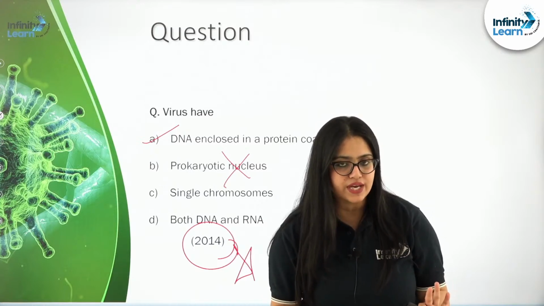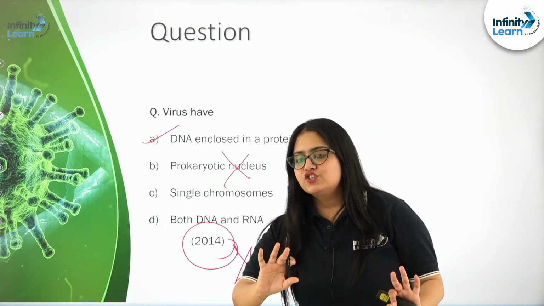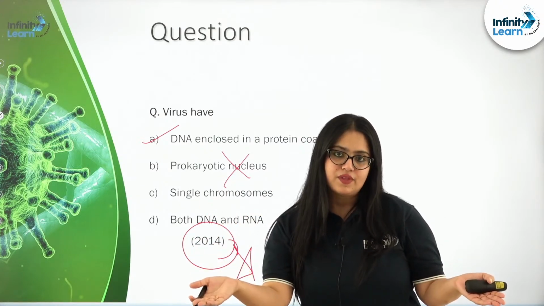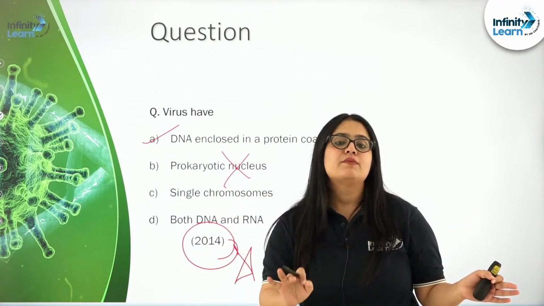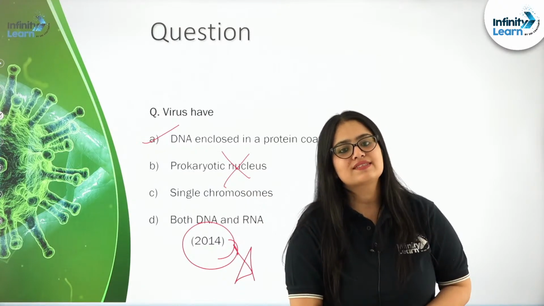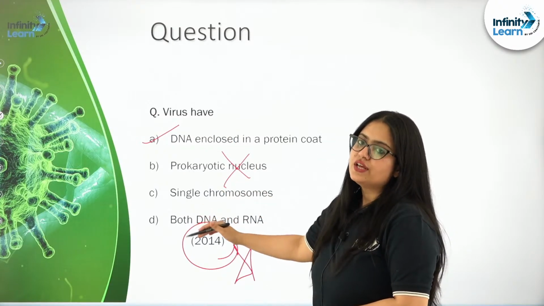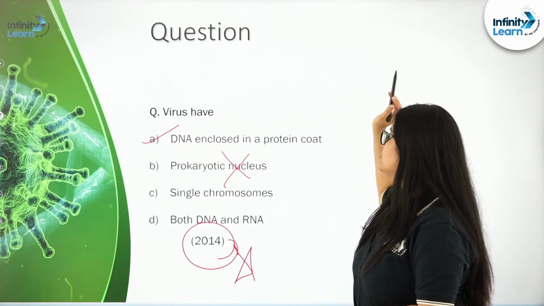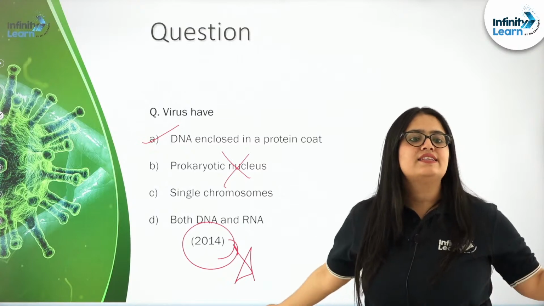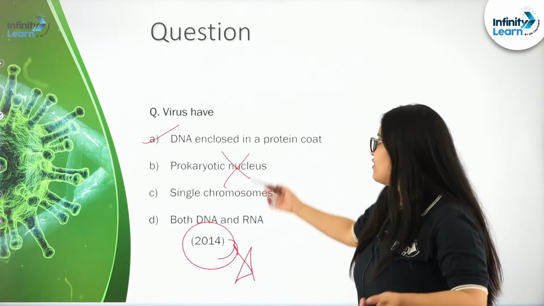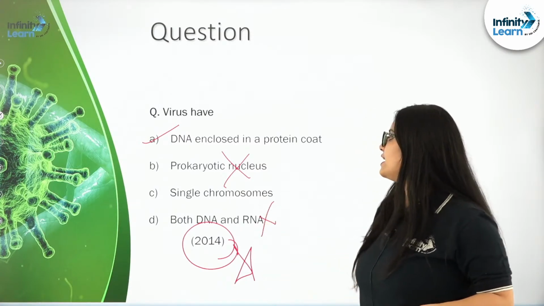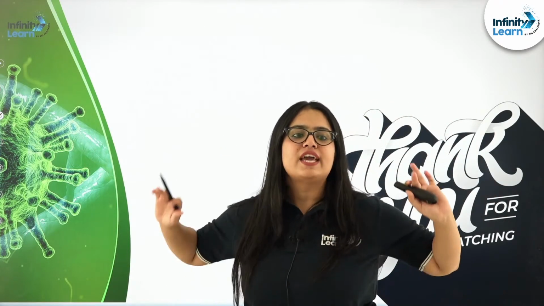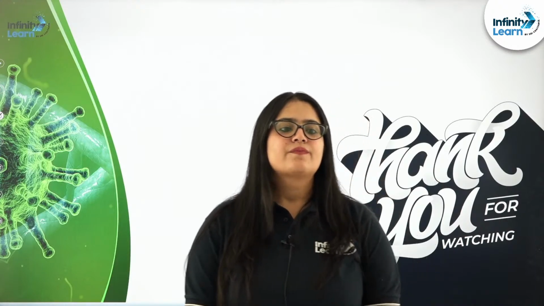Please listen to this very carefully. The genetic material in viruses can be either DNA or RNA, but that genetic material will definitely be enclosed by a protein coat known as capsid. But according to this question, the most appropriate right answer is the first one, DNA enclosed in a protein coat, right? Any doubt? Viruses never contain both DNA and RNA. Any doubt, my kids? We have come to the end of this session.